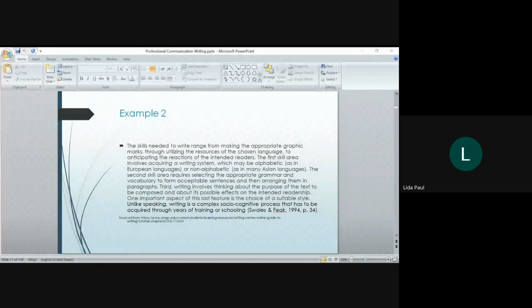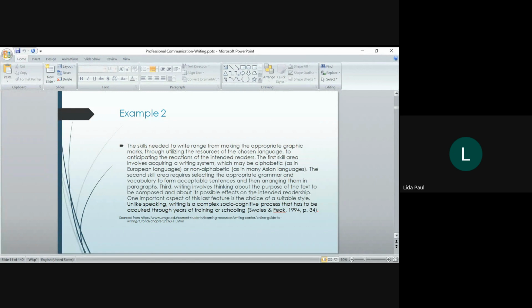What is the topic sentence for this paragraph? No, no idea. What is this paragraph about, and which is the sentence that talks about it? This paragraph is also about writing.